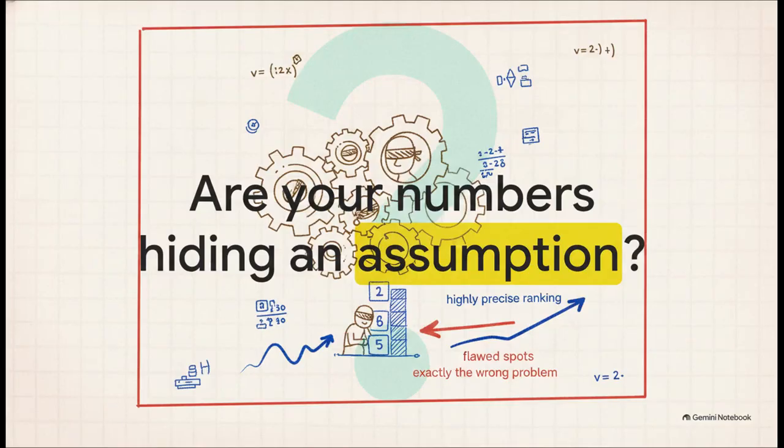You have to evaluate your own blind spots. Look really closely at the judgments you've codified. Are your numbers hiding an assumption about how humans actually behave in your system? Watch your inputs, because a highly precise ranking built on flawed assumptions won't just fail to protect your product. It will confidently point you at exactly the wrong problem.